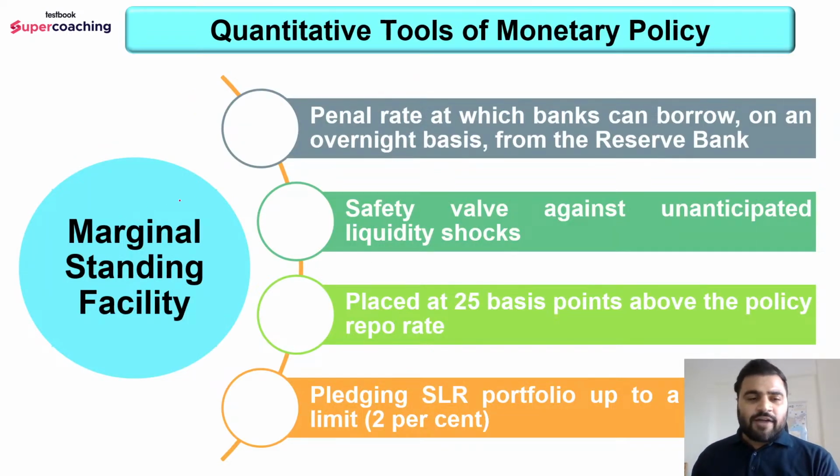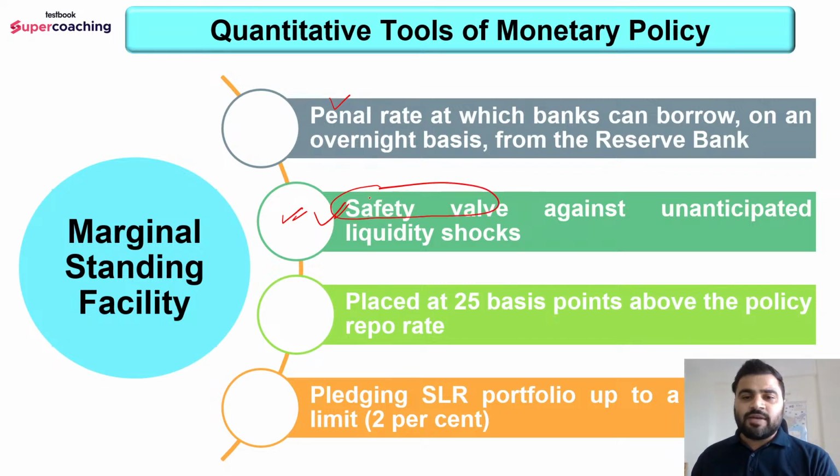So the important thing that you have to understand is that it is the penal rate of interest. And why is it a penal rate of interest? Reason being that it is used by the commercial banks when they have already exhausted the repo limit. Then only they use the marginal standing facility, and that is why RBI is imposing the penal rate on them. Got it? So that is a penal rate at which banks can borrow on an overnight basis from the Reserve Bank of India. This is a safety valve against unanticipated liquidity shocks. Suppose banks are in urgent need of funds and they do not have liquidity, so they can avail the option of the marginal standing facility.